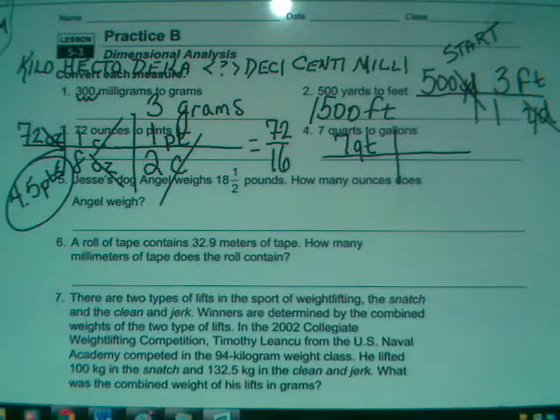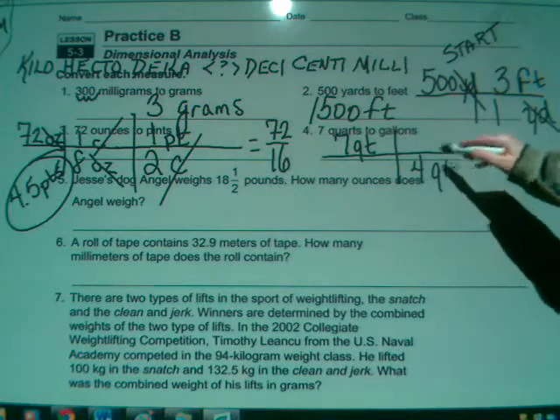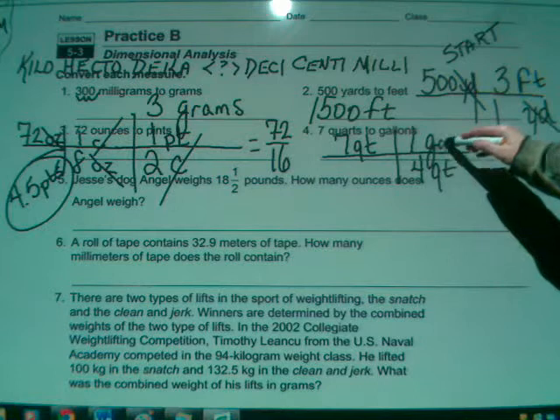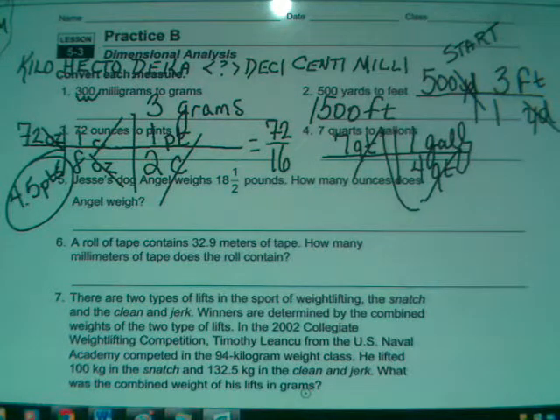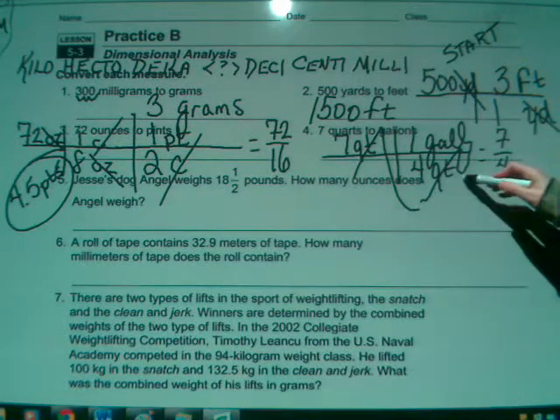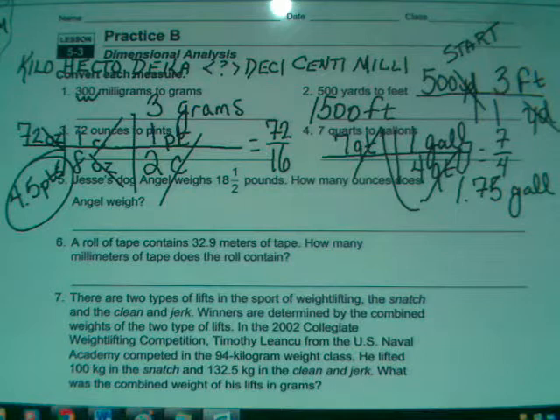Again, units have to cancel diagonally. So the 4 quarts in the bottom and the 1 gallon in the top. And I see quarts canceling diagonally. Notice the unit I did not cross out is gallons, because that's where I'm supposed to end up. So the top is 7 times 1, and the bottom is just 4. So this is 7 over 4, or 1.75 gallons. In other words, 7 quarts is the equivalent of 1 3/4 gallons.